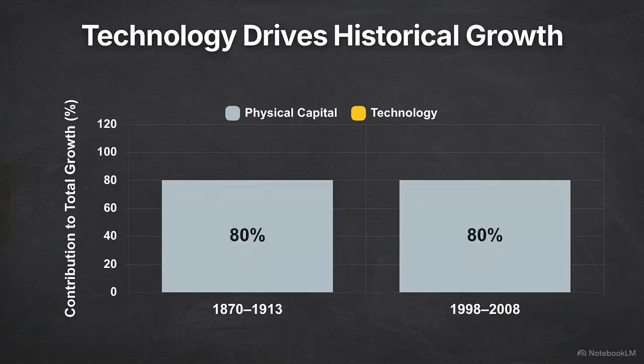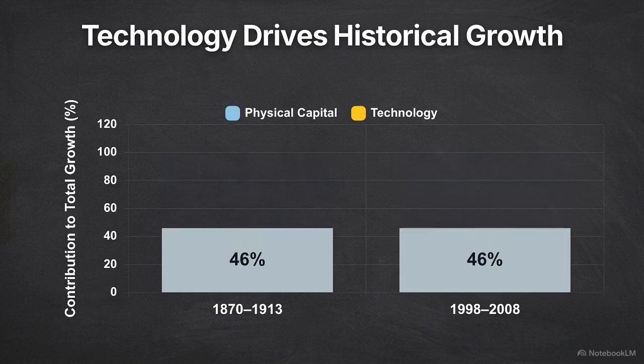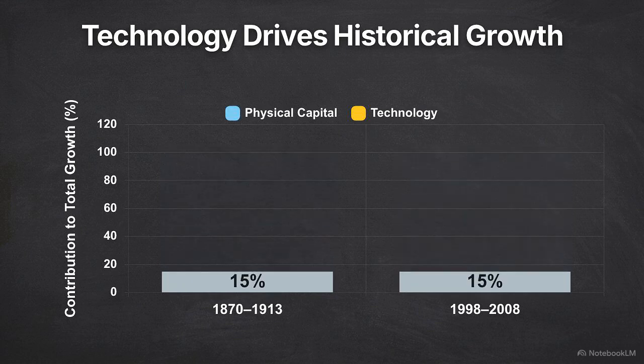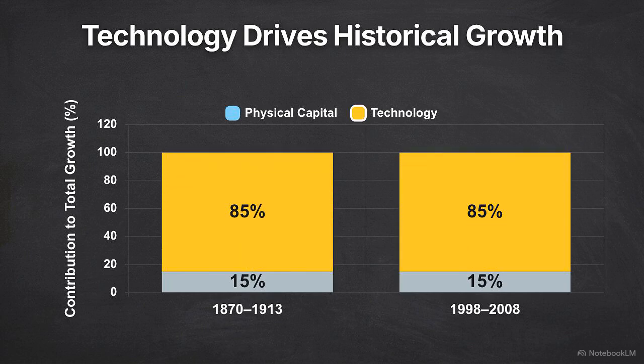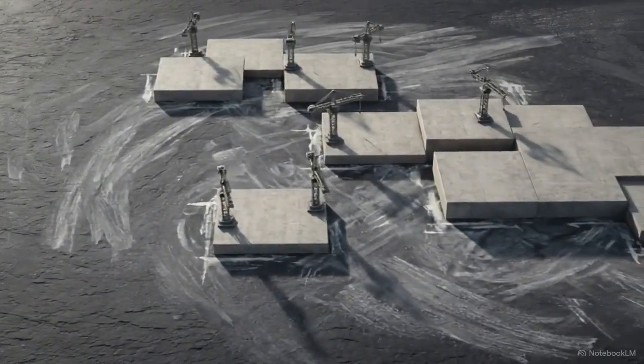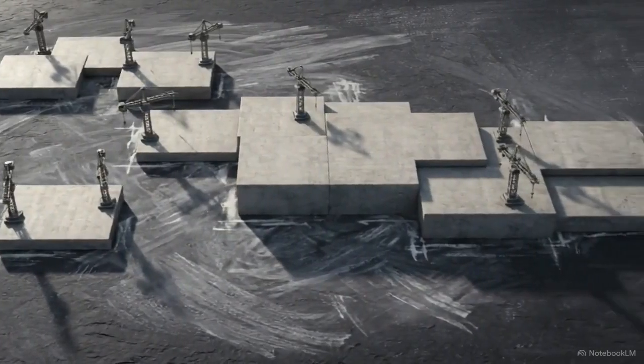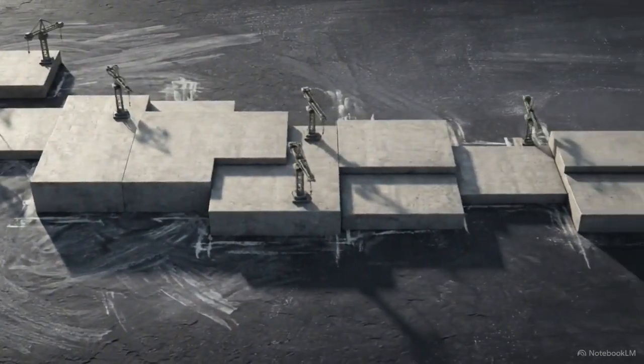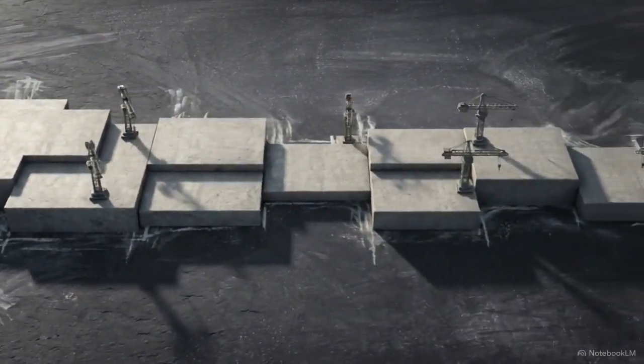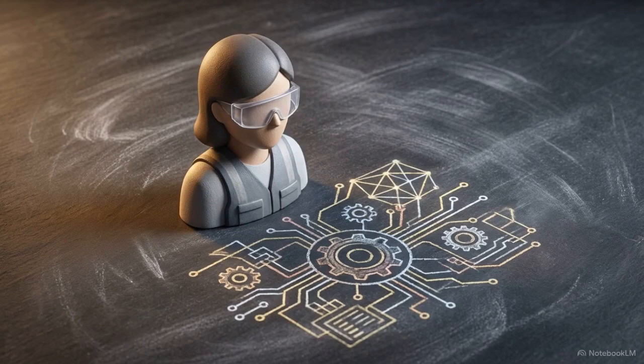Mathematical analysis proves that the accumulation of physical factories and machines accounted for only a small fraction of these historical spikes. Instead, the vast majority of these explosions in prosperity were driven by the technology variable. The aggregate production function demonstrates that while workers and infrastructure are necessary to set a baseline, they cannot sustain growth on their own. The upward trajectory of human prosperity relies entirely on our ability to innovate, accumulate human capital, and deploy new technology.